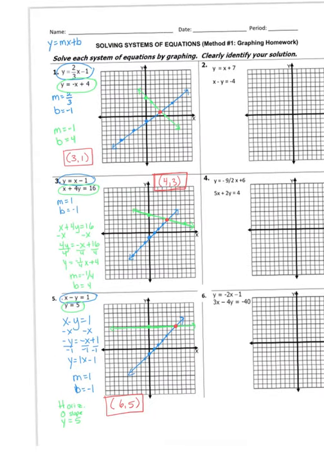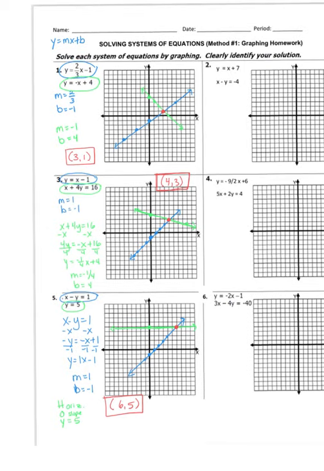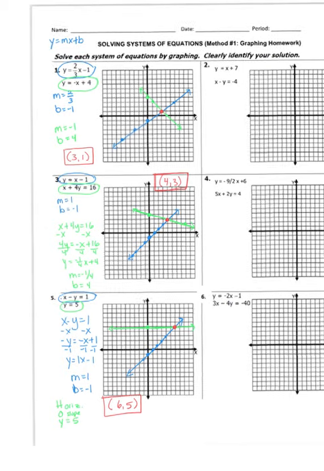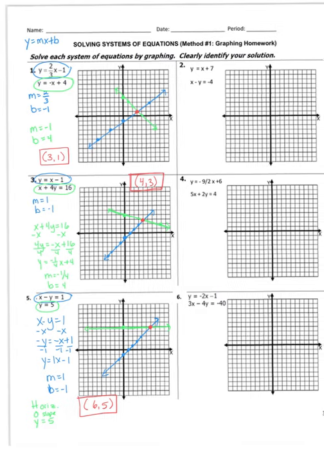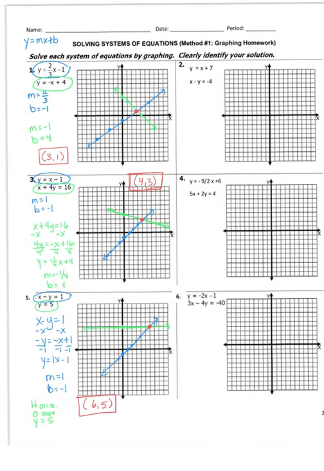Okay, so that covers 1, 3, and 5 for your homework. You've got to do 2, 4, and 6 for your homework. Make sure you are turning this assignment in. This will be taken up for a grade. So just taking a look at number 2, your first equation is already in y equals mx plus b form, so you're good there. Just convert that second one to y equals mx plus b.